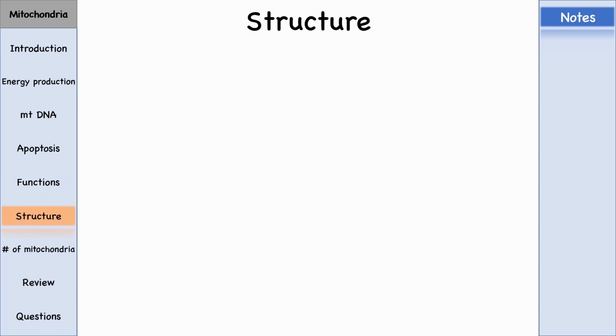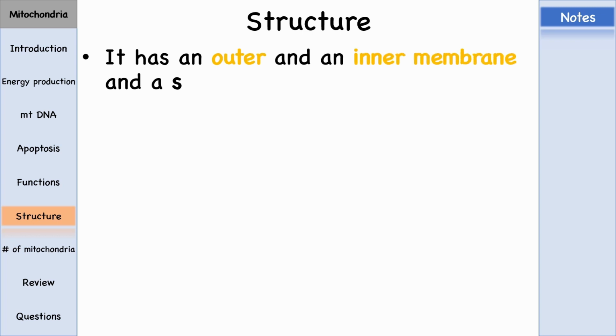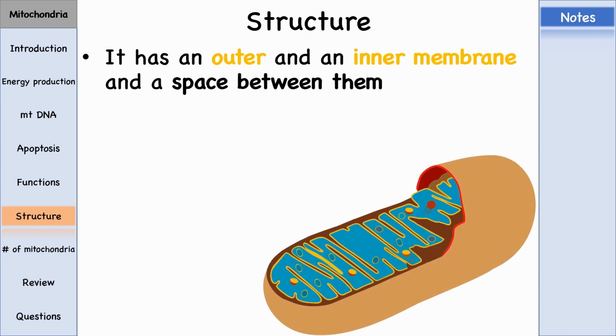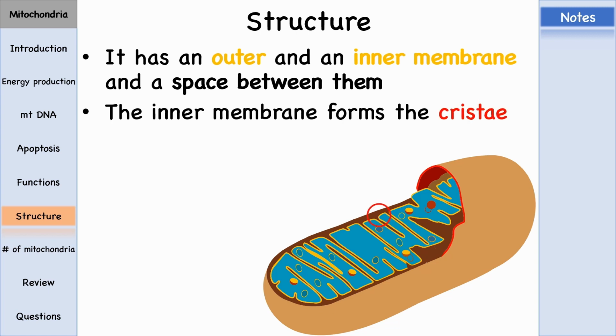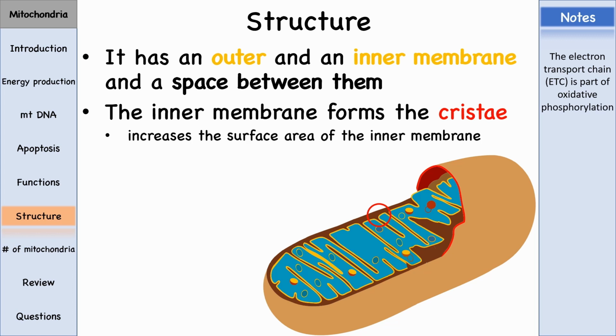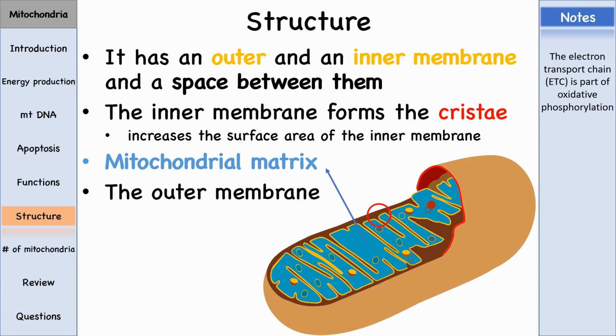Let's return to the structure of mitochondria. We said that they have an outer and inner membrane and a space between them. The inner membrane forms the inner folds, and we call them crista. It increases the surface area of the inner membrane and facilitates the process of the electron transport chain that produces energy, which happens on the surface of the inner membrane. And the internal part of the mitochondria is called the mitochondrial matrix. The outer membrane of the mitochondria contains pores that allow the passage of the molecules present in the intermembrane space.